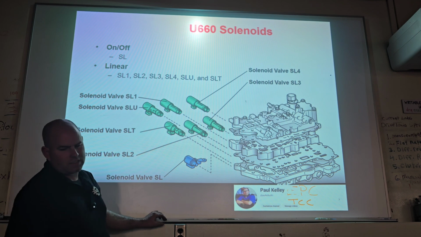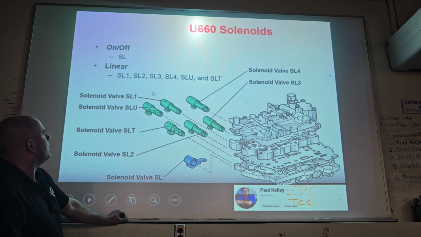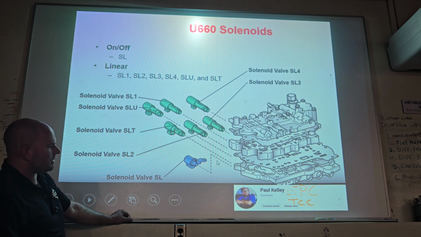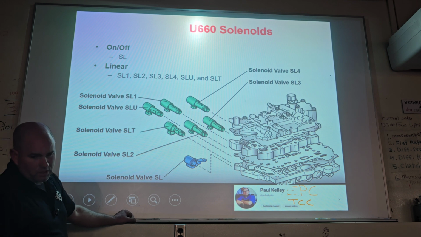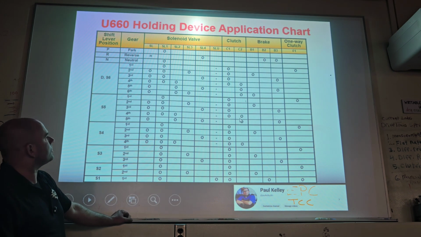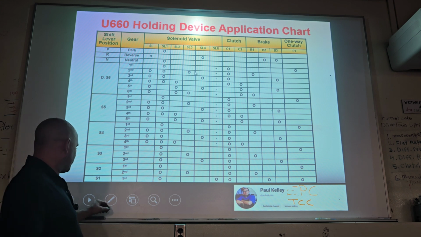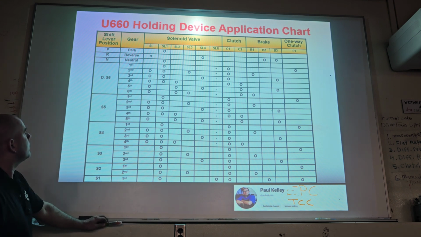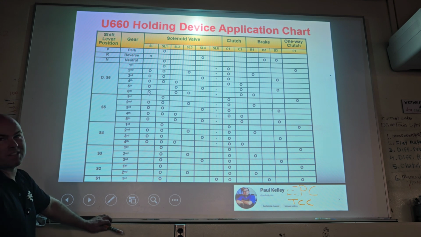Now here's the 660. Here's a bunch of solenoids. SL1, SL2, SL3, SL4, SLU, and SLT, all linears. All stuck down in here. And then SL down there. All right, here's what that looks like. Here's the chart. So if you had a defective SL, what gears would be affected? Second through sixth all the way.